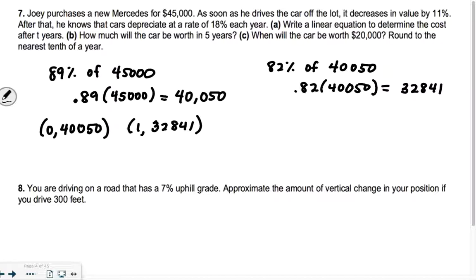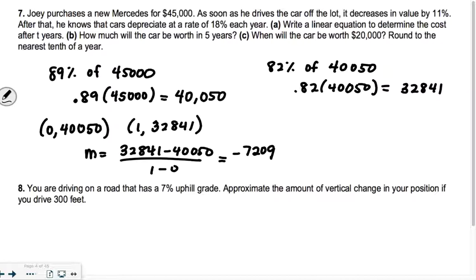How much is it off of that? Well, we could have just done 0.18 times the 40,050. Or let's go ahead and find the slope. So we're going to do the 32,841 minus the 40,050, and then 1 minus 0. So when I subtract it out, I get negative 7,209. What does this mean in words?